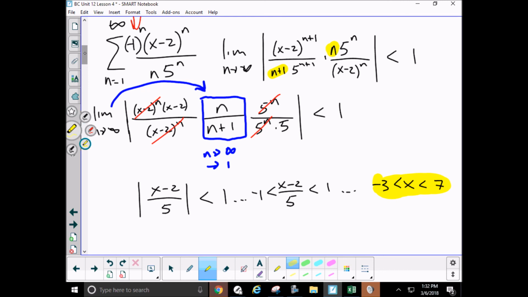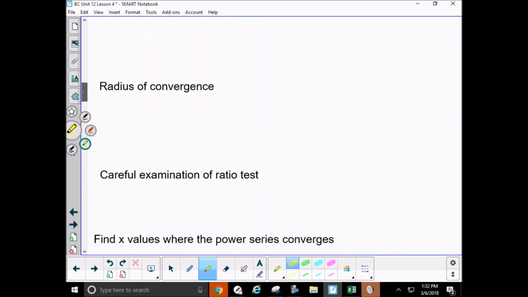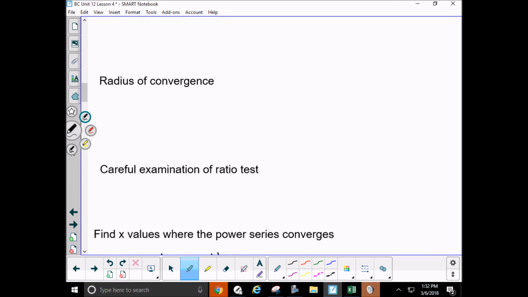Okay, this appears to be my answer for all of my x's. But wait, there's more. Before we get to the more, let's talk about what it means if you're asked for the radius of convergence. The radius of convergence is the distance from the center of your interval of convergence to the endpoints. So, if you have from -3 to 7, the middle of that is 2, and the radius is 5. It's the distance from the middle of your interval to the endpoints.